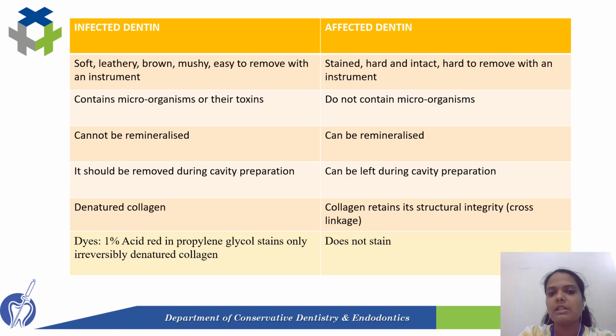Particularly, infected dentine is very soft and leathery and can be easily removed with an instrument. It contains microorganisms or toxins and cannot be remineralized, and therefore has to be removed during cavity preparation. Whereas affected dentine is very hard and not easy to remove with an instrument, does not contain microorganisms, and can be remineralized. For this reason, it is better if we can retain the affected dentine during a cavity preparation.